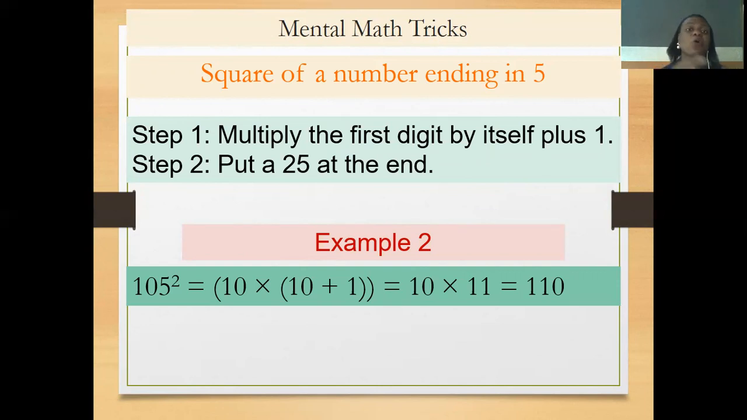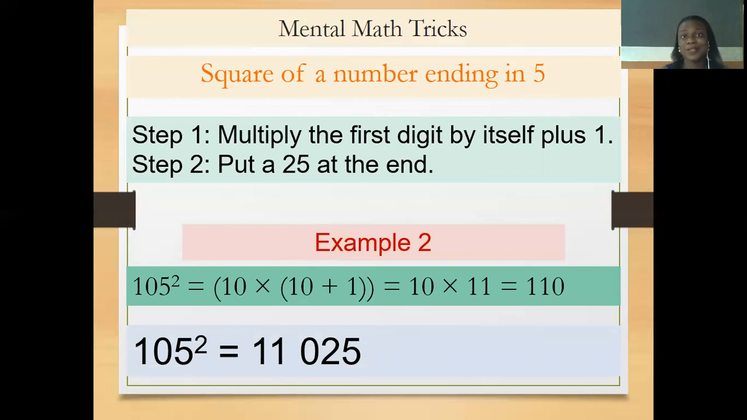Now all you need to do is put 25 at the end of 110. So it becomes 11,025. That's it. It's very easy. It's a very simple trick, and if you get used to it, it will help you when you have very large numbers ending in 5 and you need to find their squares. So that's our trick for today.